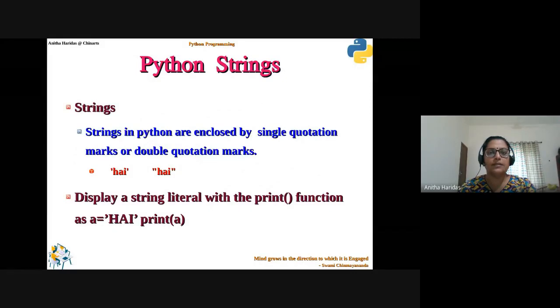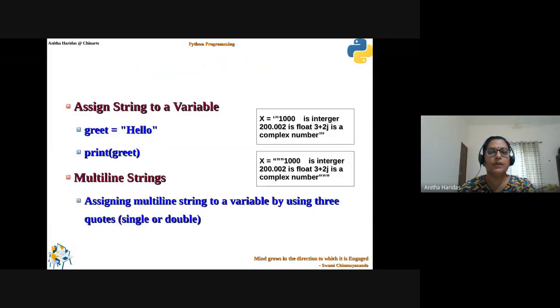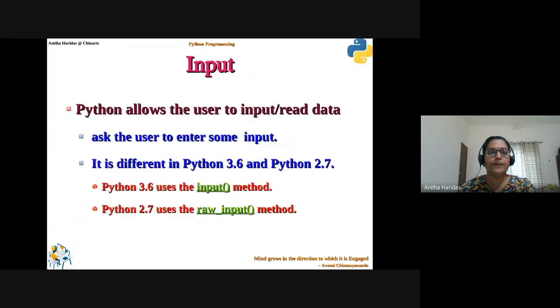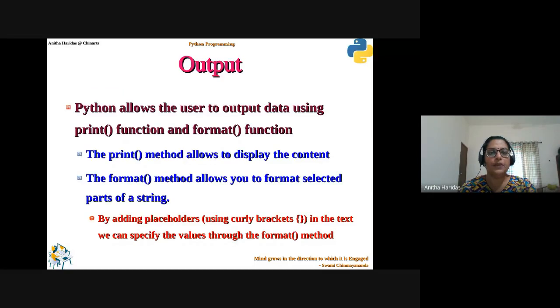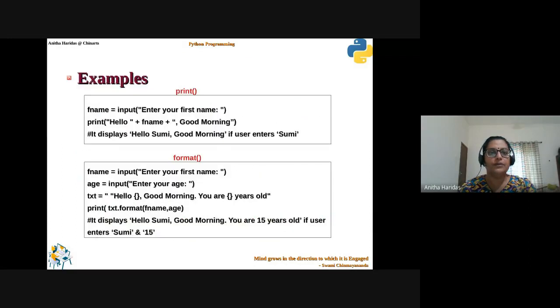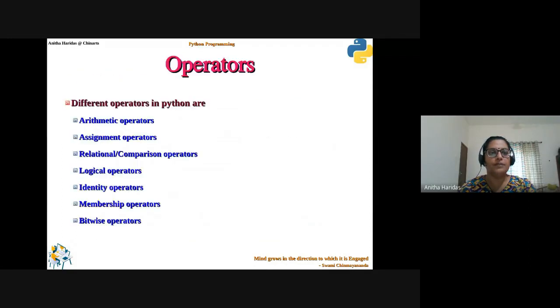Then in the last class, we talked about what do you mean by a Python string, then how do you read data in a Python program, and how do you display the output or result using the print function as well as the format function. So these were some of the examples we discussed. So in this session, we are going to talk about the different operators, right?